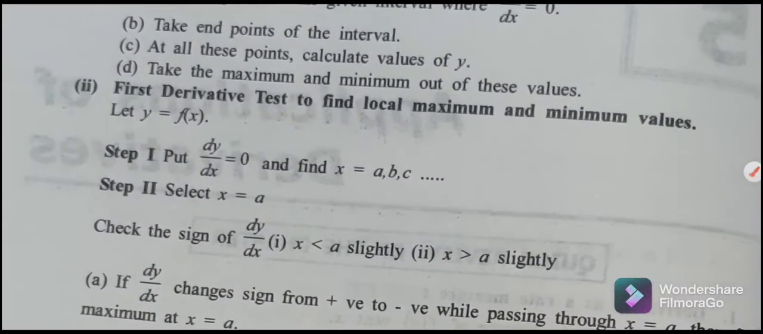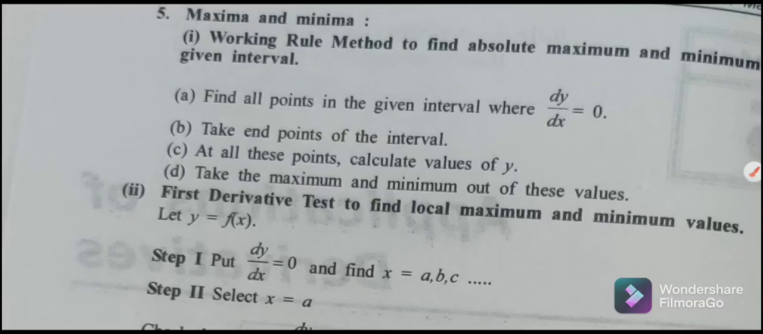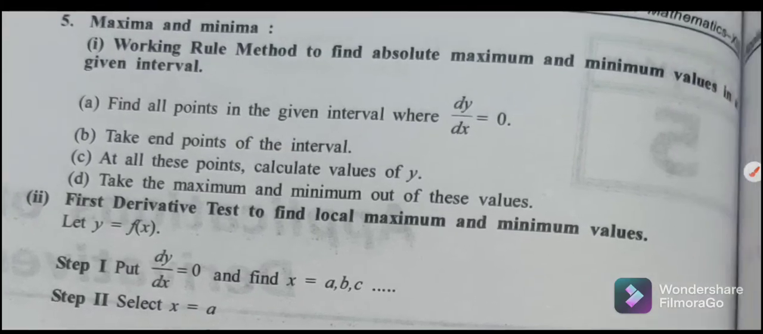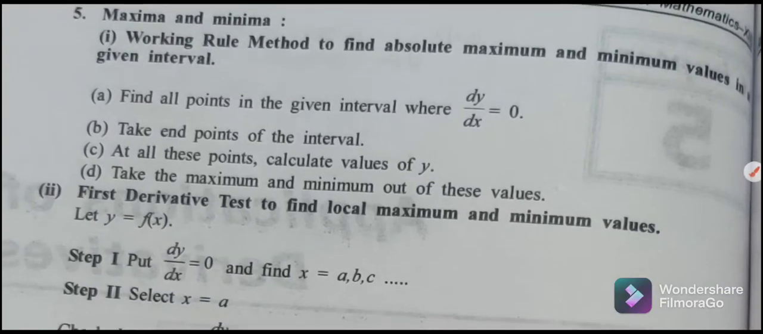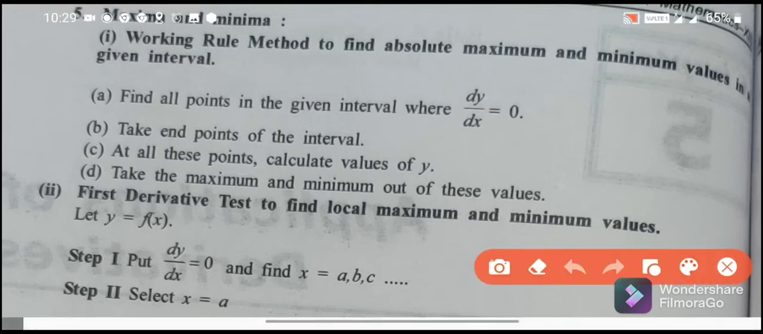Next, working rule for maxima and minima. Working rule method to find absolute maximum and minimum values in a given interval. Find all points in the given interval. First of all, find dy by dx of the given function, then equate it equal to 0, then take endpoints of the interval. At all these points calculate values of y, take the maximum and minimum out of these values.